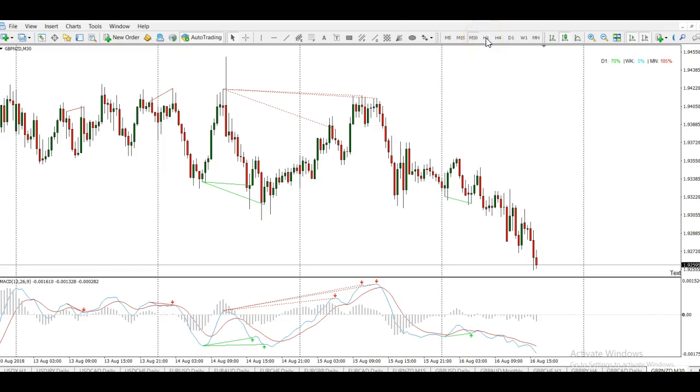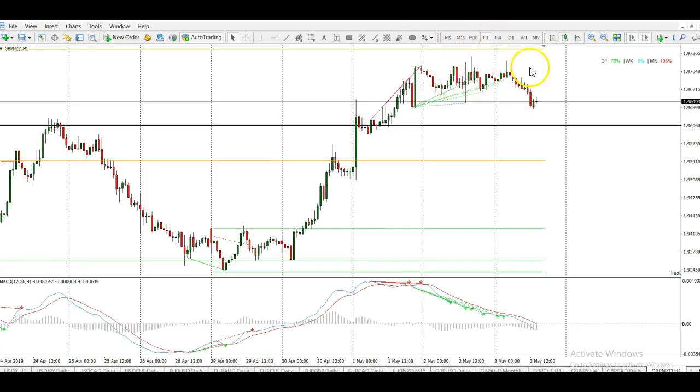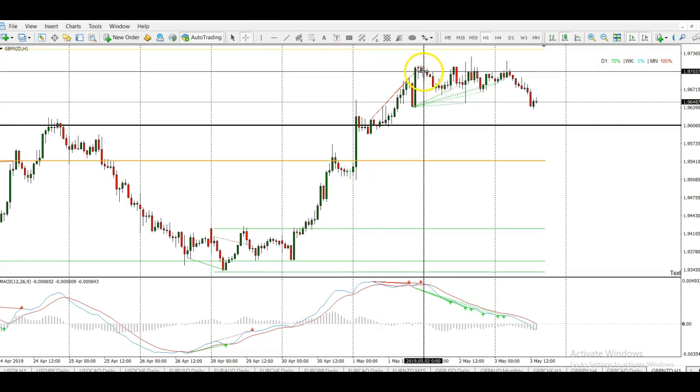British pound CAD. I just want to show you these signals, how they happen. That would have been the signal there on the 1 hour, right at the top of the move, and it's already moved 60 pips from that area.